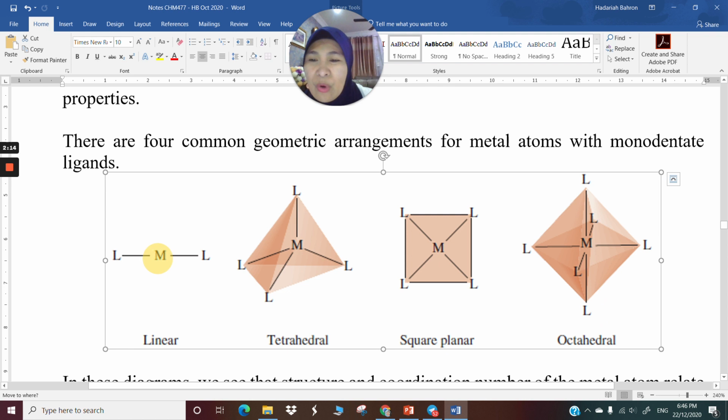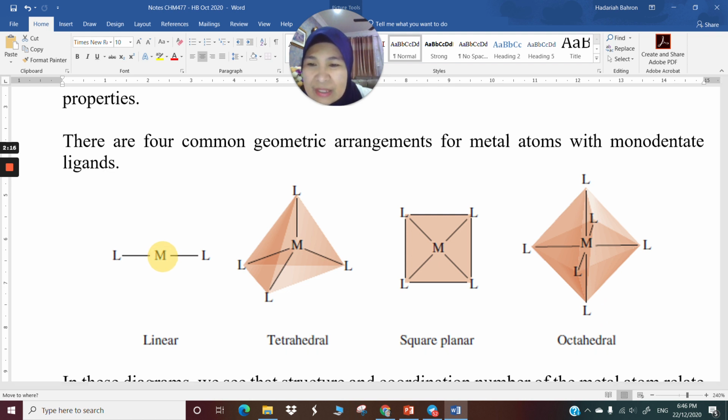Now, the coordination number of this metal, M, here is 2 because it is attached to two donor atoms. The coordination number of the metal in tetrahedral is 4. Here the coordination number is 4 as well because there are 4 donor atoms around the metal center. And for octahedral, the coordination number is 6.